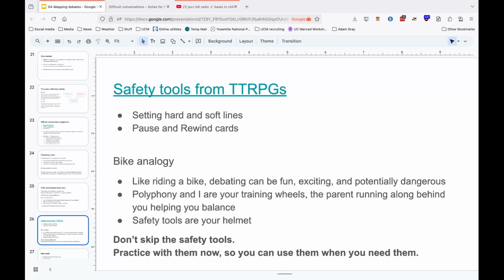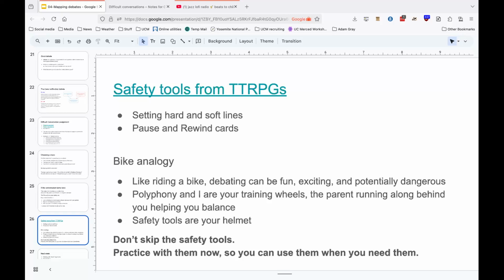Soft lines are things that can be discussed but need to be handled with care. Both of you should make a point, when you encounter a soft line, of asking: is it okay if we talk about this in this way? Or do we need to do something else? So those are hard and soft lines. Those are explicit things you set at the very beginning.